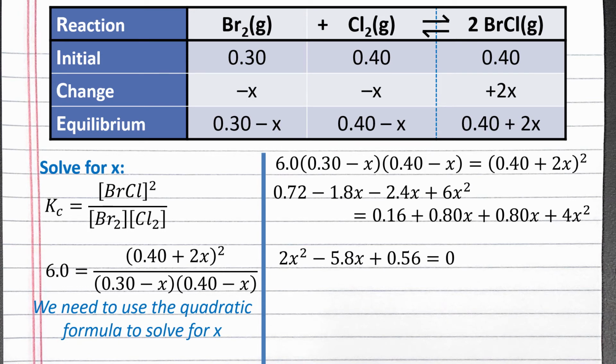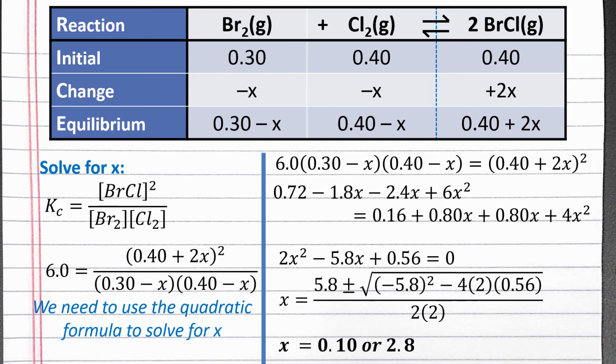We should get 2x squared minus 5.8x plus 0.56 equals 0. The quadratic formula is negative b plus or minus the square root of b squared minus 4ac, all divided by 2a. A is 2, b is negative 5.8, and c is 0.56. Plugging these into the quadratic formula, we'll get x equals 0.10 or 2.8.